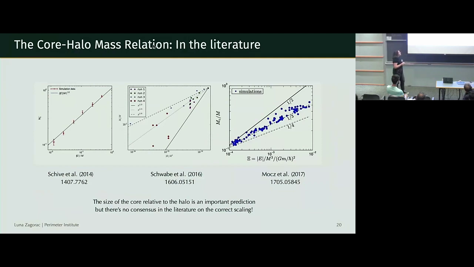Work that found some slope, or actually, let me back up. Let's look at the Mox et al. I like this one just because the labels on the axes are the biggest. So what we have on the y-axis here is the mass of the core over the total mass of the halo. So this is the question, what percent of the halo is in the core?